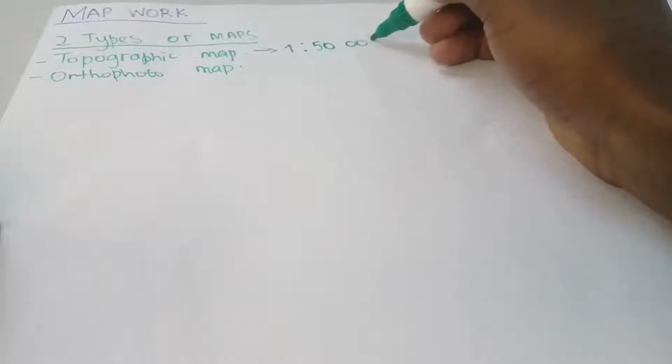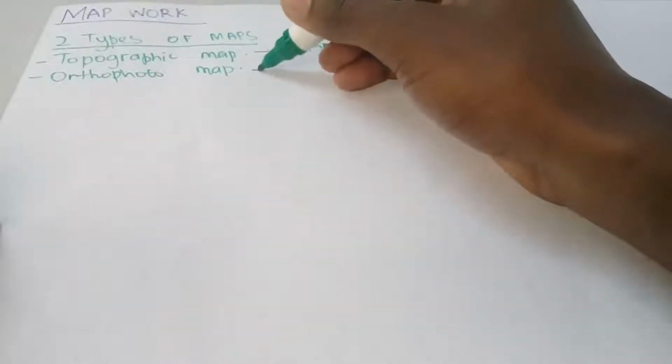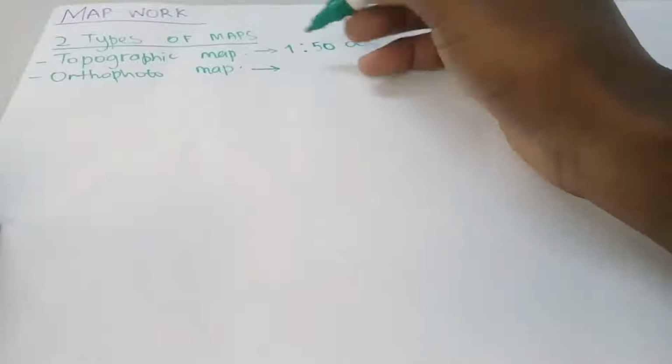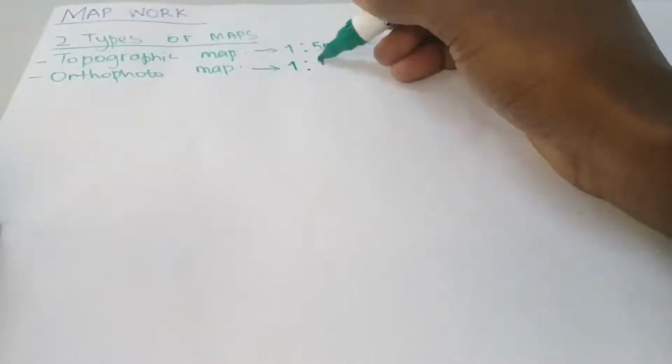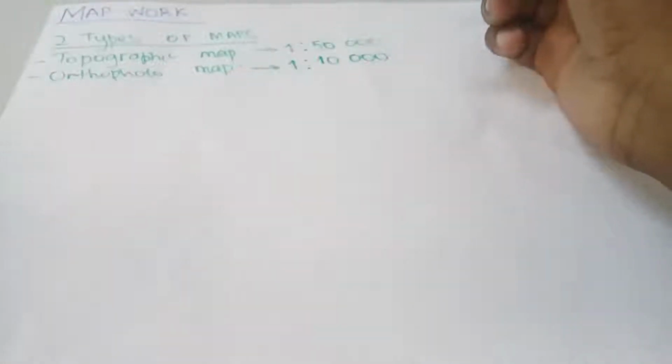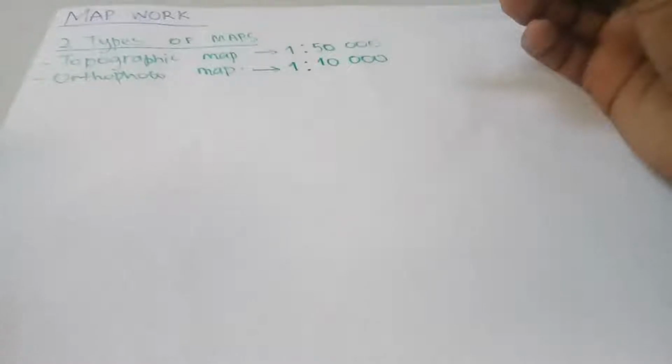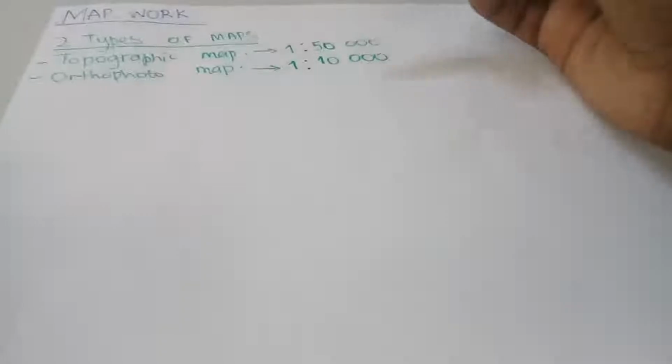And the orthophoto map, the scale is 1:10,000. So this simply means that 1 centimeter on the map represents 50,000 centimeters on the actual ground, or on the real ground.